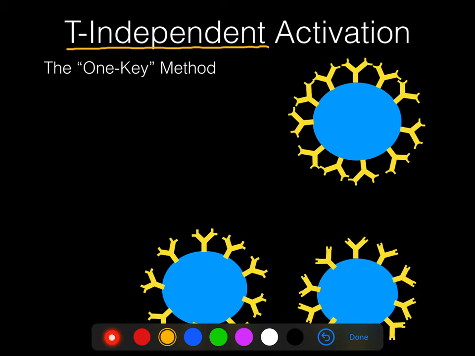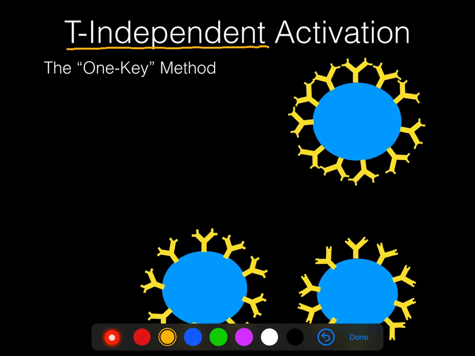I'll talk to you a little bit about what those are in a second, but keep in mind, I'm explaining this now because it is the easiest to understand, not because it is the most common. T-independent activation is actually rather rare and only applies to a few specific, very dangerous pathogens. You'll understand why I call this the one key method once I've talked about the two key method.